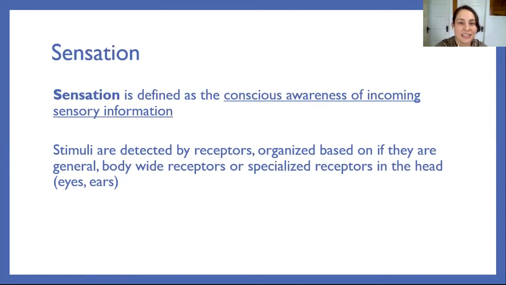This isn't going to be the visceral sensory information coming from your gut. This is going to be something that you're consciously aware of. So if I touch you on your arm, you're consciously aware of it. These stimuli can be detected by receptors all over the body, and we organize them based on if they are general, body-wide receptors, so located on your hands, your arms, your legs, everything, or a specialized receptor that's located only on your head, like your eyes or your ears.